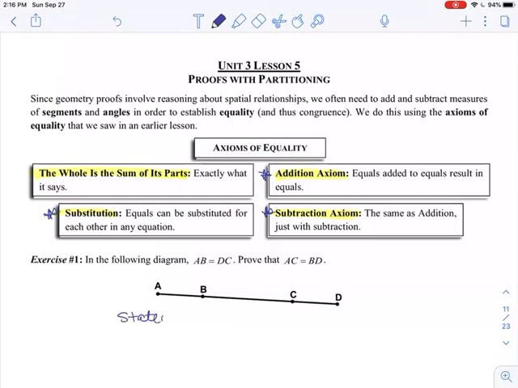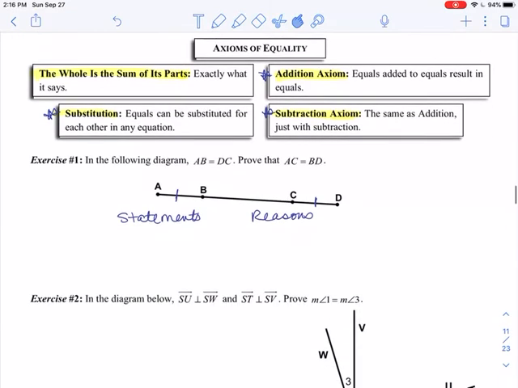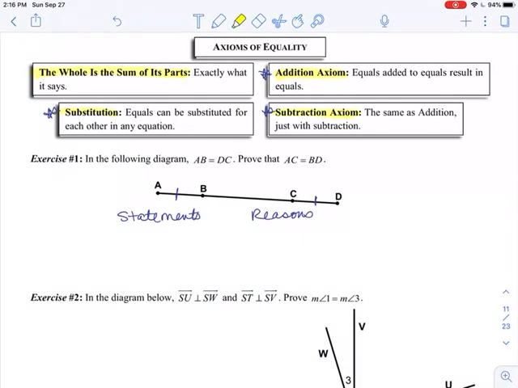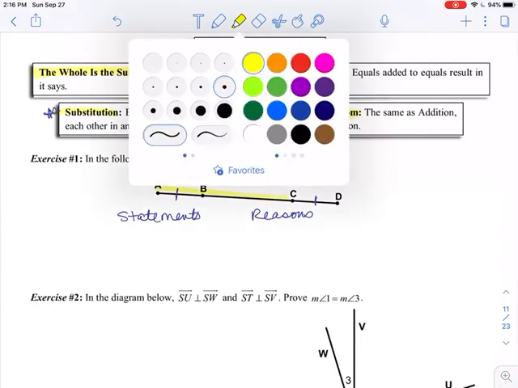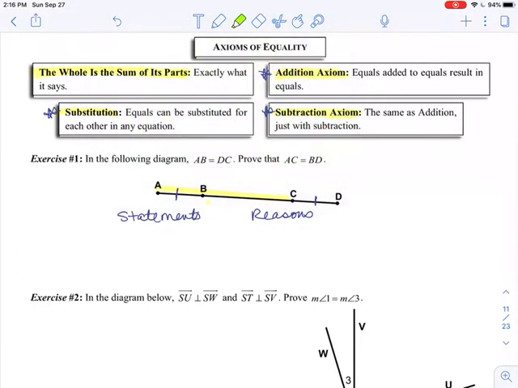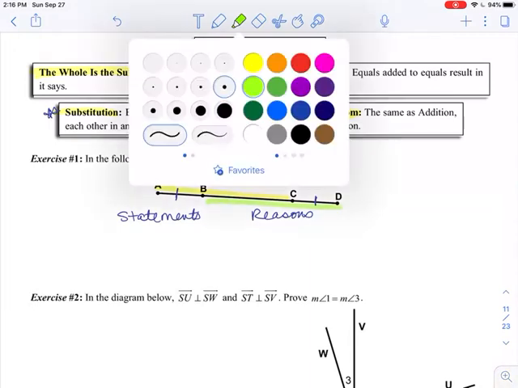So let's show you what that looks like in a simple proof. So we have statements on the left, reasons on the right. And in this diagram I have that AB is equal to DC, but I actually want to prove that AC, the bigger part, is equal to BD. So this is what I want to prove. I want to prove AC, this whole segment, is equal to BD, this whole segment.